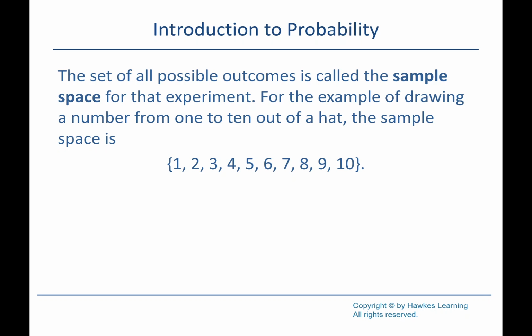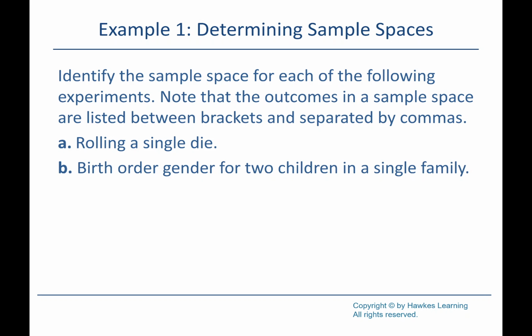So let's see if we can come up with a couple of other sample spaces. Okay, so sample space is just when we list all the possible outcomes of a probability experiment. Let's look at a couple here, a couple other ones. So we want to list all the possible outcomes, make our sample space for these two. A, we're rolling a single die, and if it doesn't specify, we're talking about a 6-sided die.